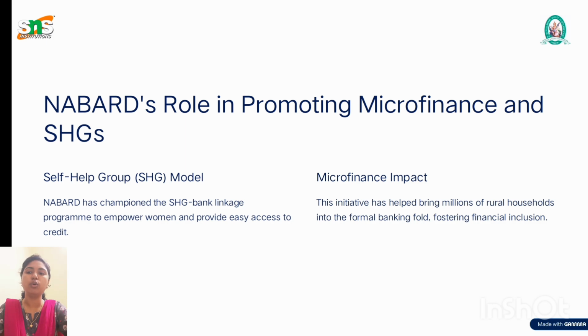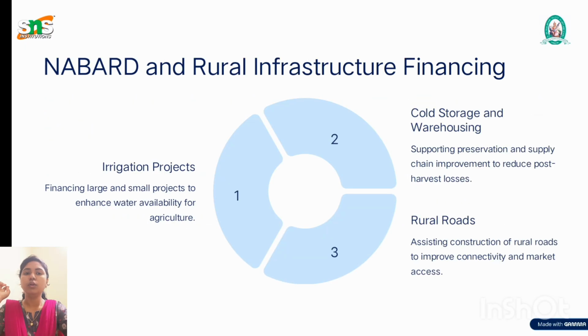In providing microfinance, the initiative has helped millions of rural households into the formal banking fold, fostering financial inclusion. Their role in promoting microfinance impact means they are providing financial inclusion also. In that, rural infrastructure financing covers three major things: irrigation projects, cold storage and warehousing, and rural roads. These are the three rural infrastructure financing ways.